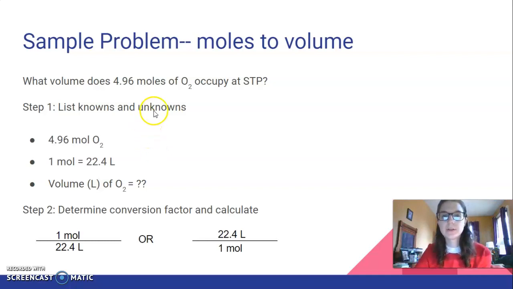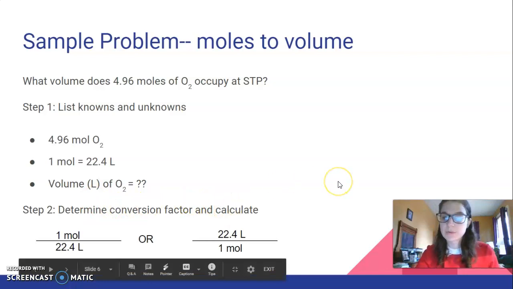Again, we're listing our knowns and our unknowns. We know we have 4.96 moles of O2. We know 1 mole of gas is equal to 22.4 liters. And we want to know the volume of O2 in liters. There are multiple units you could have for volume, another common one being milliliters, but since this 22.4 is listed in liters, that's how we know what unit our volume will end up being in. Now again, we have to determine what conversion factor we're going to use.